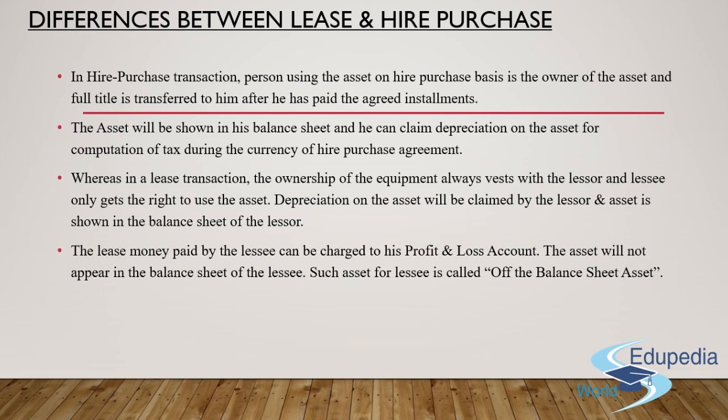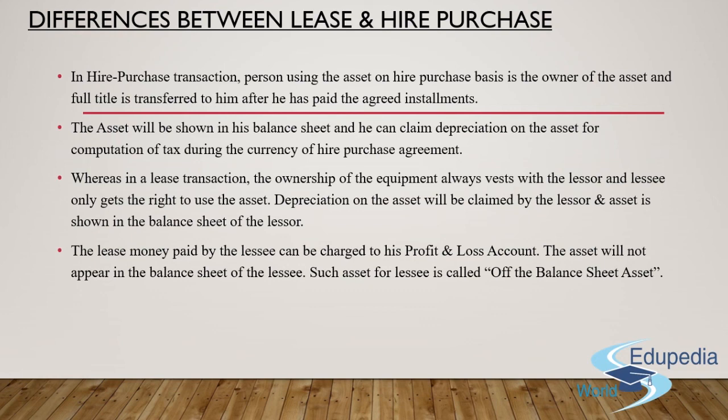What happens in a hire purchase transaction is the person who is using that asset on hire purchase basis is the one who is the owner of the asset. Let's suppose I enter into a hire purchase agreement with another person. Once I enter into a hire purchase agreement and I obtain that asset from him, then I'll be the owner of that asset. Okay, and the full title is transferred once I have paid all the installments.